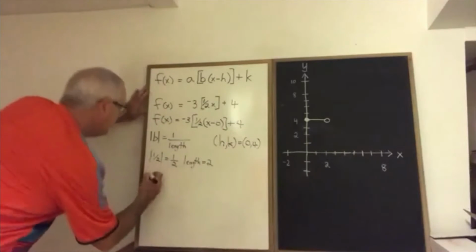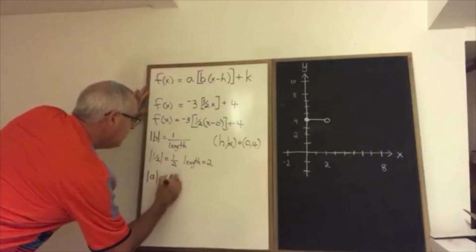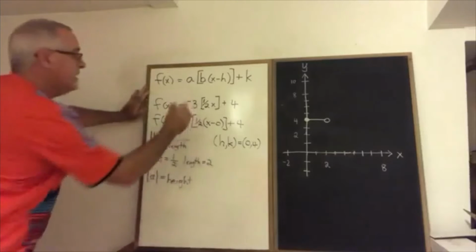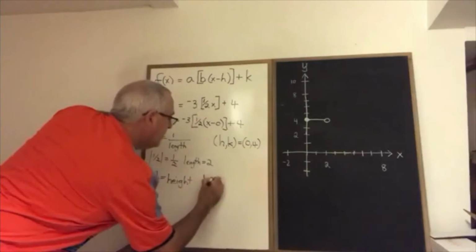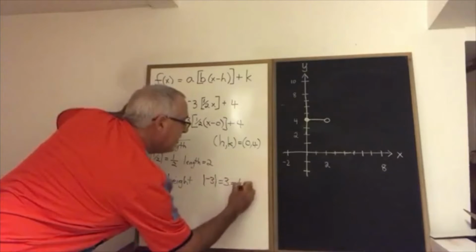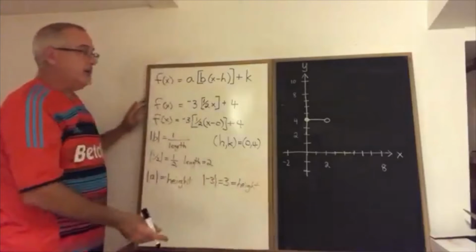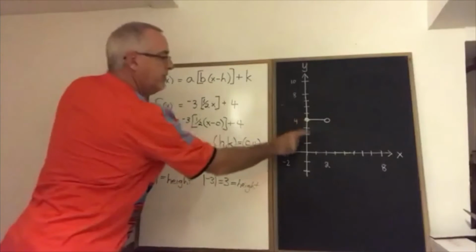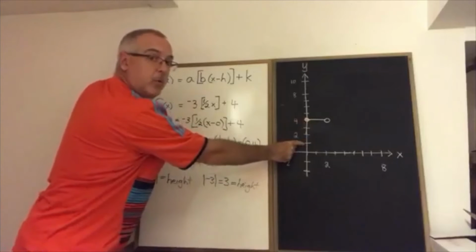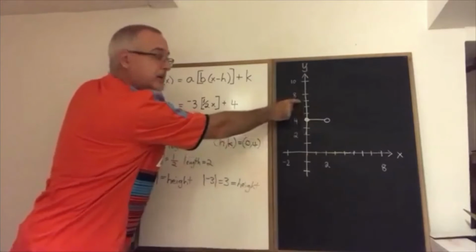To get the height, we use the absolute value of a. The absolute value of a is equal to the height. A is -3, so the absolute value of -3 is 3, and that is our height. The height of steps in this curve is 3 units. So I know there's going to be a step 3 units below 4, which means there'll be a step where y is equal to 1. 3 units above 4, so there'll be a step where y is equal to 7.